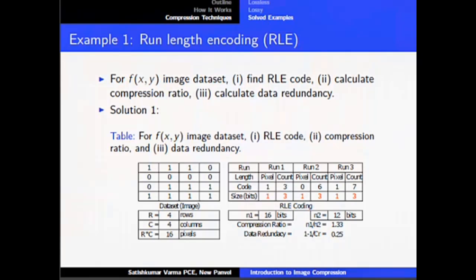From code 130617 we can decode as 3 ones, 6 zeros and 7 ones. Stored it as f cap xy. So f of xy is equal to f cap xy.